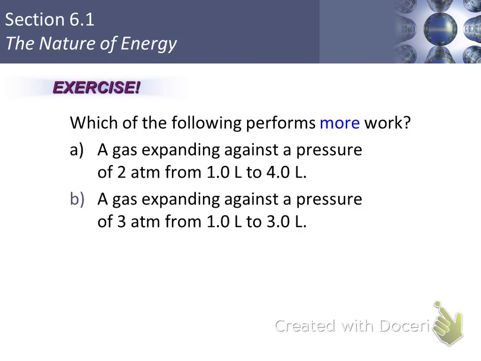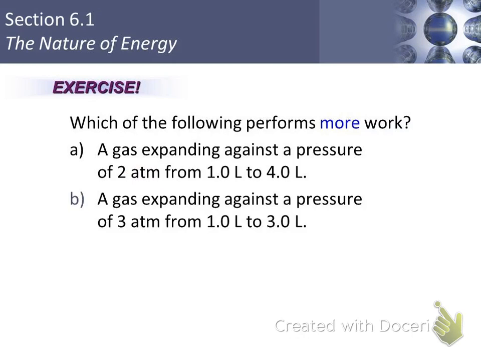Okay, which of the following performs more work? So we're going to look at our equation for work, and we're going to decide which of these two scenarios we see more work happening in. A: a gas expanding against a pressure of 2 atmospheres. ATM is the unit for pressure, so if you see that ATM, it's called atmospheres.